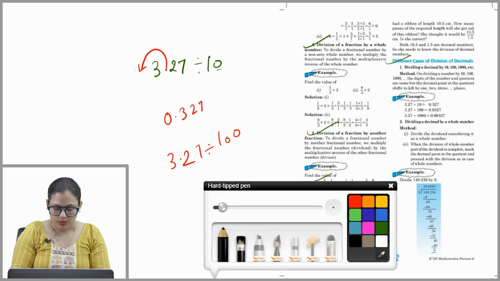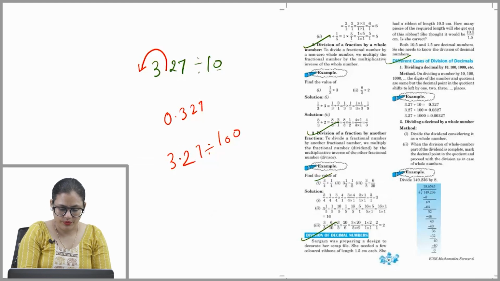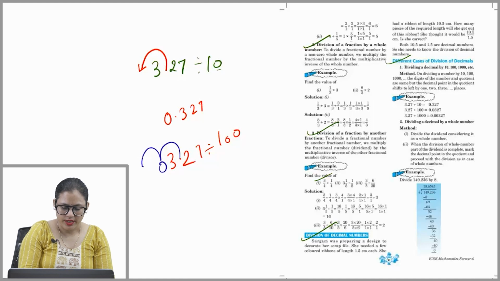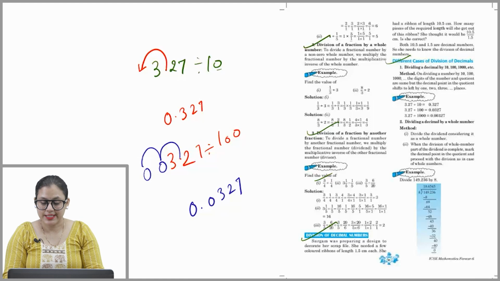Now the decimal shifts 1 and 2, but there is no other digit, so write here 0. Okay, so what will we get? And here also 0. Okay, so 0.0327, right? This is method 1.